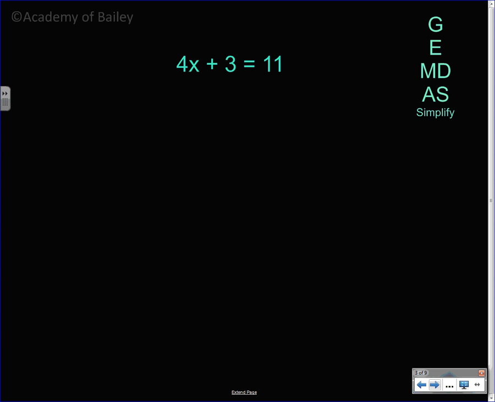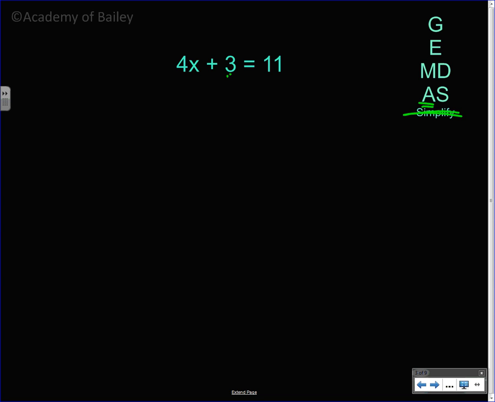All right, first step, simplify. There's no simplifying because 4x and 3 are not like terms. So now you're supposed to have the variable on one side and the numbers without variable on the other side. So here's the variable. It's already on one side of the equal sign. And we have to move the numbers without variables, which would be the 3.